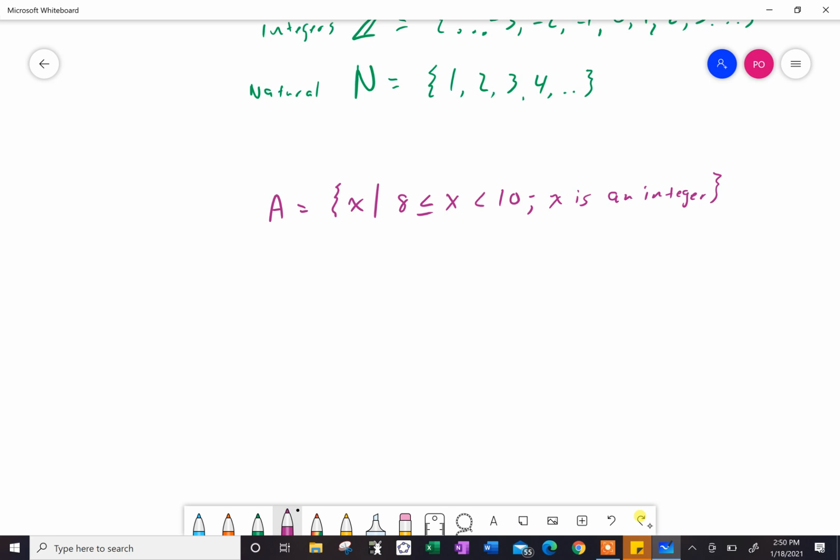All right? And what this really means is, A is equal to the set, you can tell because of these little set brackets, of all x's such that, this means such that, 8 is less than or equal to x, which is less than 10, given that x is an integer. So it really means A can only be 8 or 9, because 8 and 9 are both integers. 8 is less than or equal to x, 9 is less than 10, and that's it. That's all you have. It's a finite set, so it's very, very small.